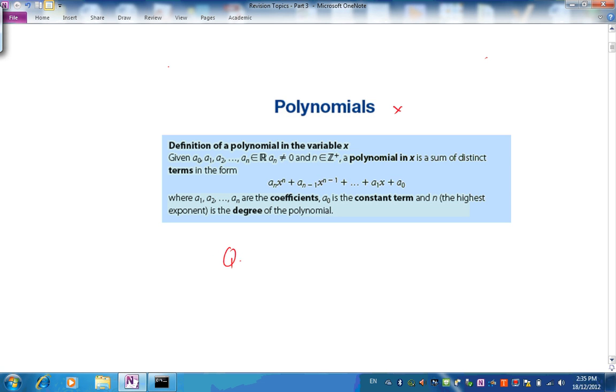And the one which you've seen, of course, so far mostly is the quadratic, where you've got ax squared plus bx plus c. The highest power here is x squared. You could think of the linear function mx plus c as a degree 1 polynomial, where we call the degree the highest exponent or power of the variable.